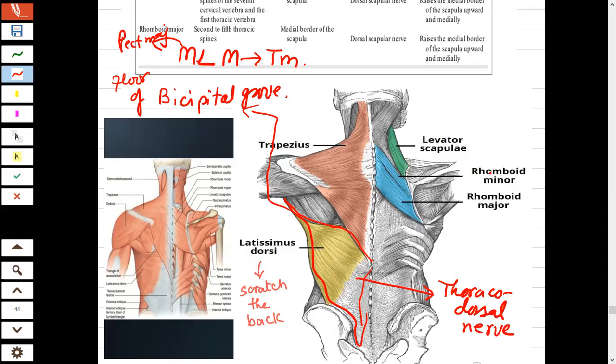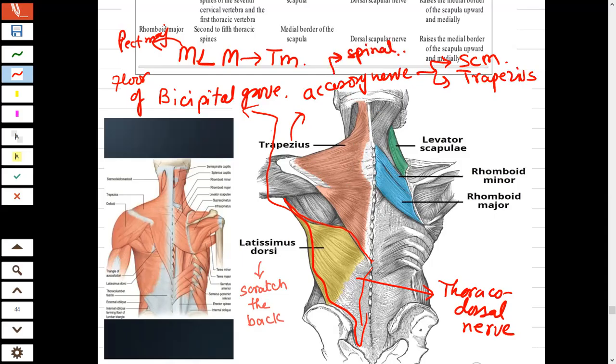Okay. Now see here everyone. If I remove this trapezius muscle, it is innervated by your accessory nerve, which is your 11th cranial nerve. Spinal part of the accessory nerve. Accessory nerve is innervating two muscles, sternocleidomastoid muscle and trapezius muscle. But accessory nerve, spinal part. Okay.